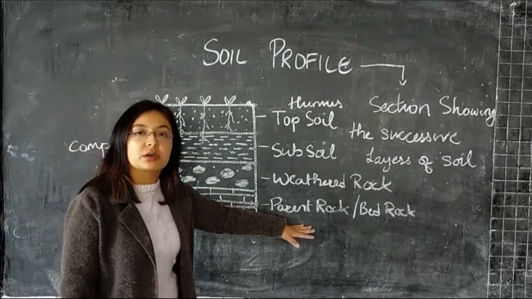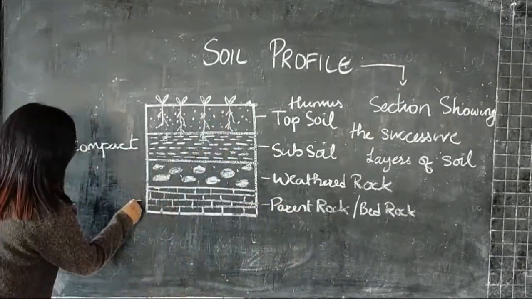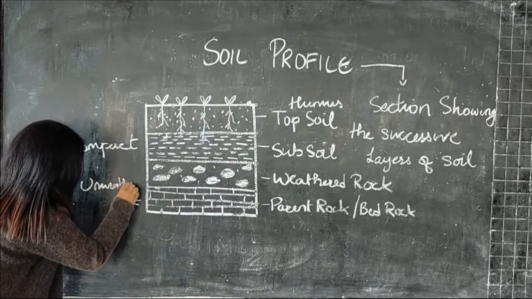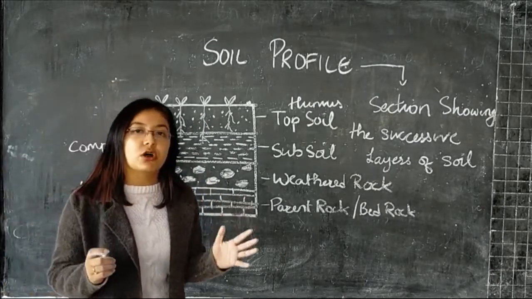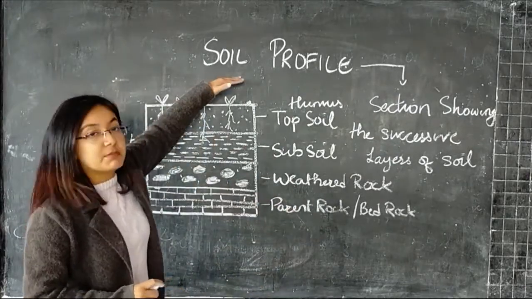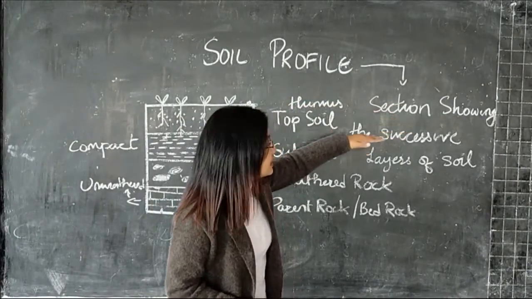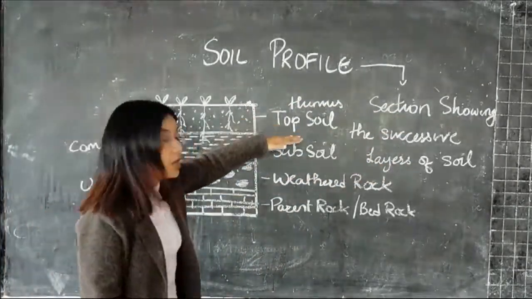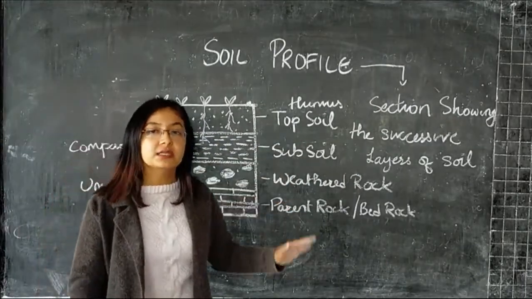Lastly, when we talk about the parent rock or the bed rock, these are the unweathered rocks. These are basically the unweathered solid rocks that we have on the earth's surface. So the soil profile is the section showing the successive layers of soil. Which are those layers? Topsoil, subsoil, weathered rock and the parent rock or the bed rock.